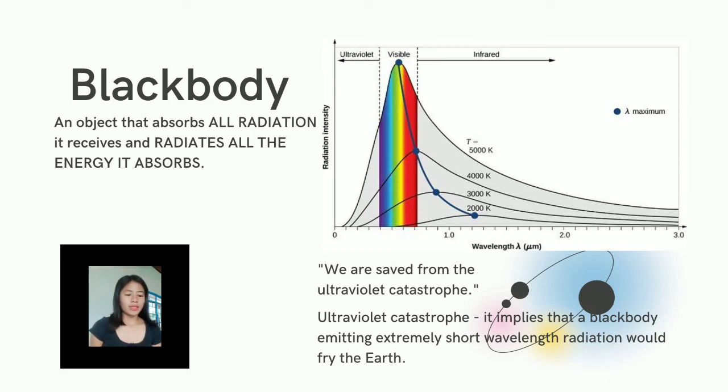So a black body is an object that absorbs all radiation it receives and radiates all the energy it absorbs. So a black body is not just a perfect absorber of radiation, but also a perfect emitter of radiation. So that is the problem of the ultraviolet catastrophe. It is because of the black body. So the sun is an example of a black body. A hot piece of metal is also one example of a black body.